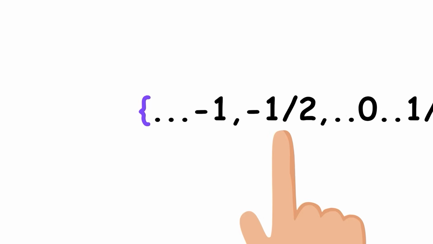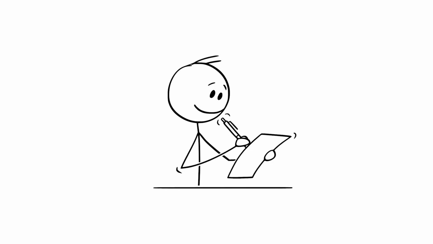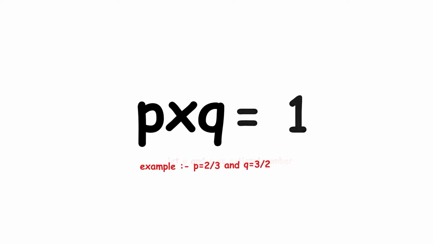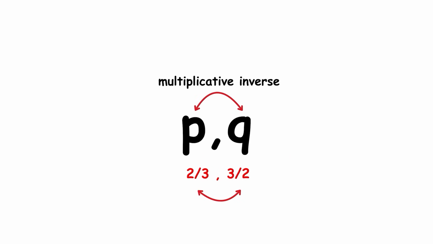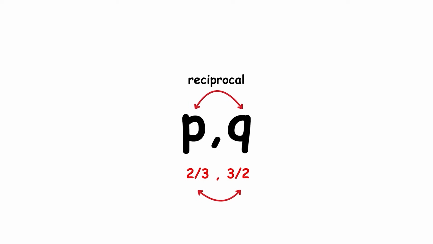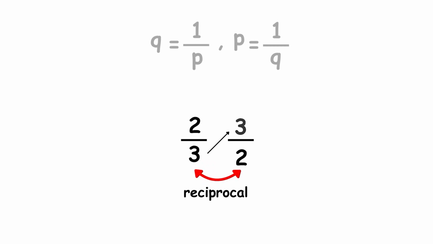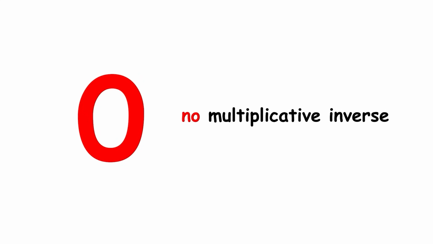For almost every rational number, we can find a rational number where multiplying the two rational numbers together gives you one. These two numbers are called the multiplicative inverse of each other, also known as the reciprocal, which can be obtained by swapping the numerator and denominator. The only exception is zero, which has no multiplicative inverse since anything times zero is zero.